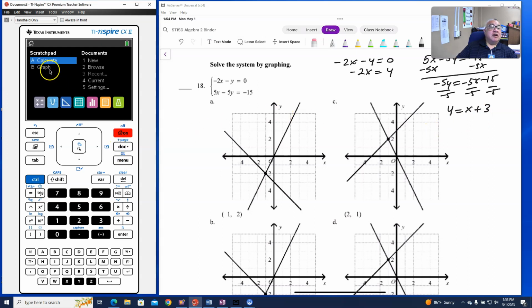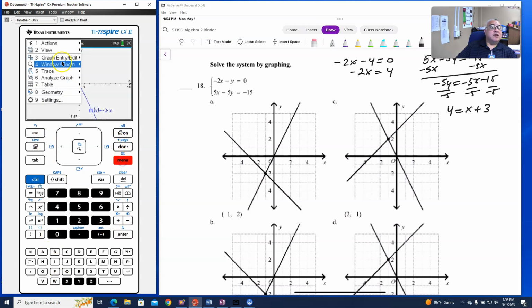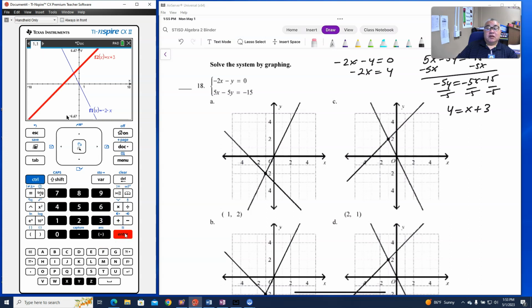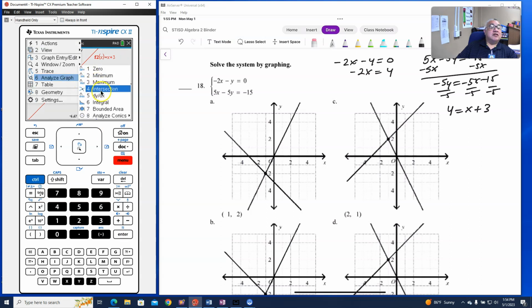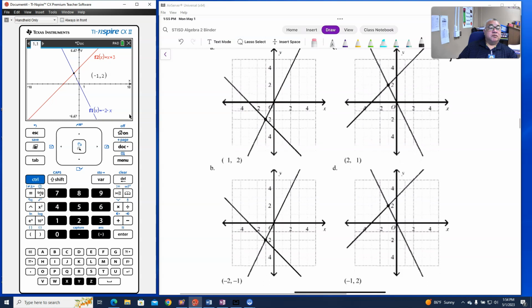So let's go to our graphing calculator. I'm going to solve this by graphing -2x. Enter. And then I have x plus 3. And the intersection is right here. So go to menu, analyze graph, intersection. So the intersection is -1, 2. So the answer should be D. The answer is D.